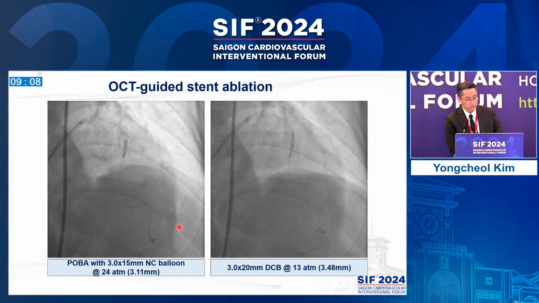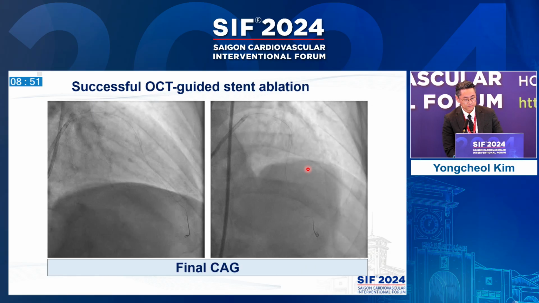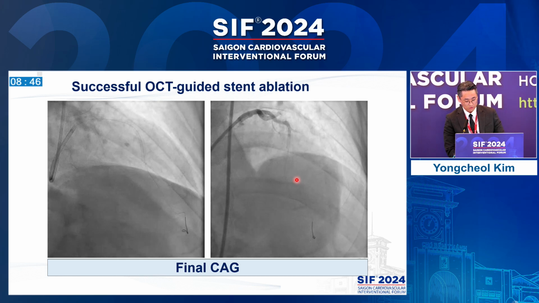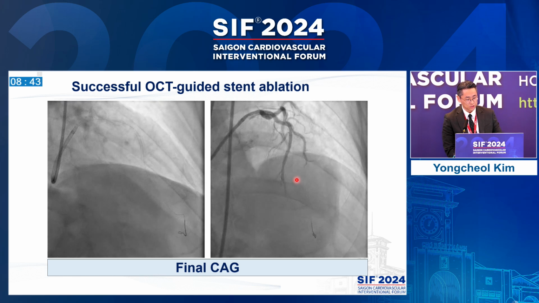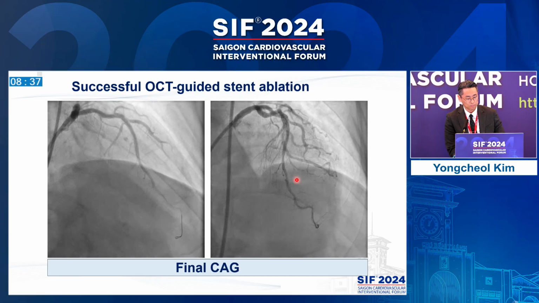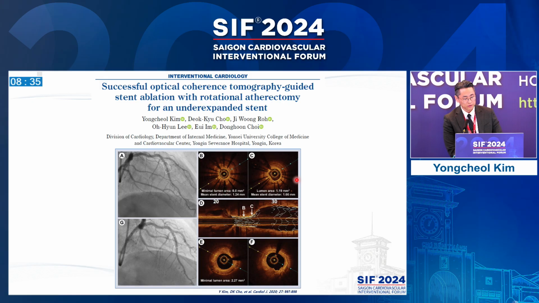Therefore, POBA was done with a 3.0 millimeter NC balloon at up to 24 atmospheres, and the treatment with a 3.0 millimeter DCB at up to 13 atmospheres for 60 seconds. The final angiography showed no residual stenosis with good distal flow, but we could not achieve the final OCT because of the damage to the OCT catheter. So we are happy to share our experience regarding successful OCT-guided stent ablation.